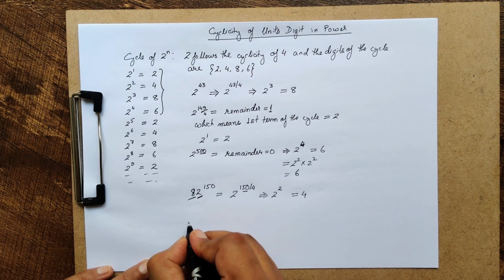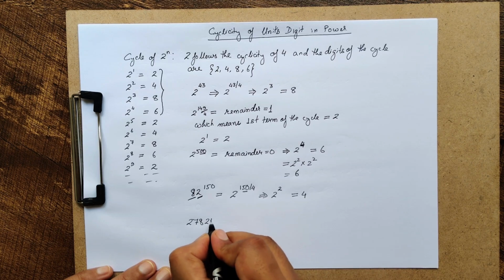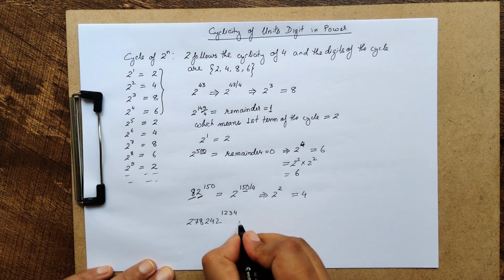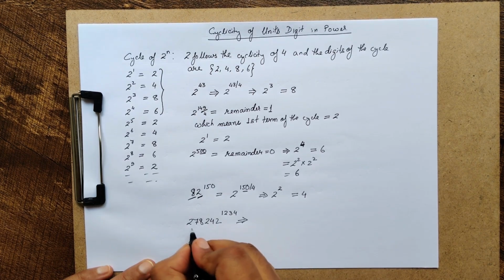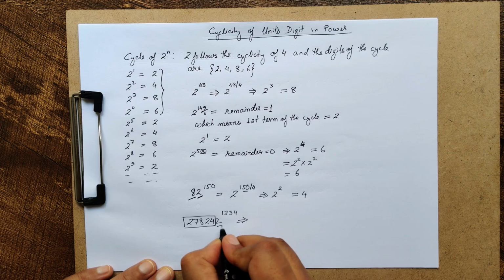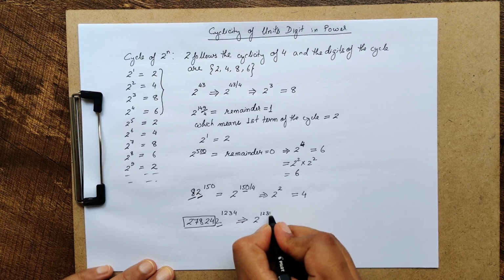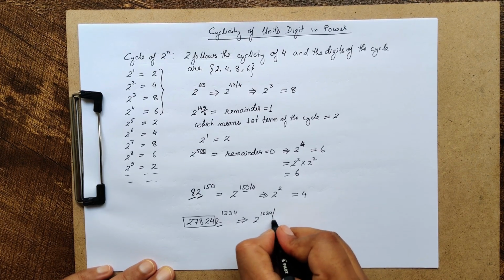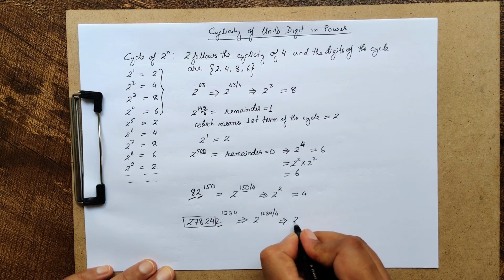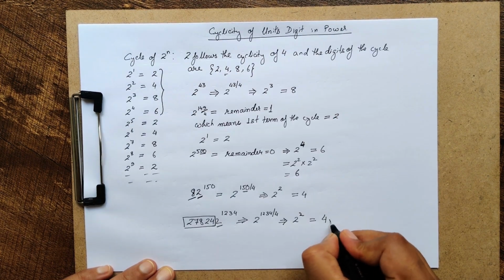Similarly, take one more question. Say 278242 to the power 1234. We have nothing to do with these digits. What matters to us is what is at the units place. So at the units place it is 2. So we can write it as 2 to the power 1234. Now 2 follows cyclicity of 4. So divide it by 4. You get remainder as 2. So you can write it as 2 to the power 2. That means the second term of the cycle, so the answer is 4 again.